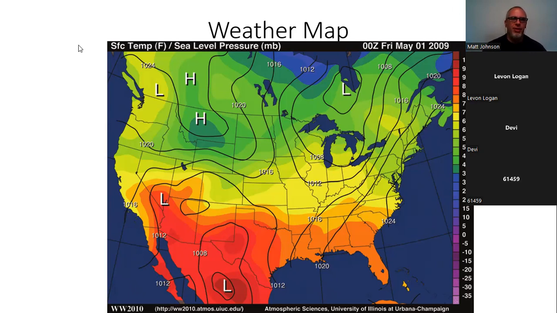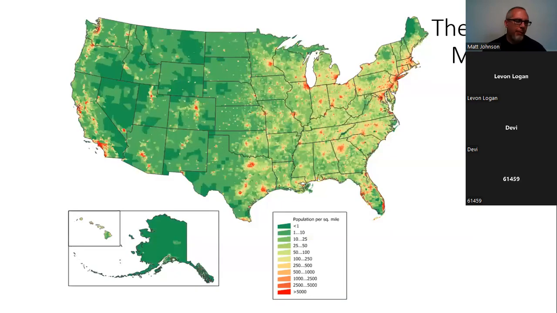Other types of weather maps might show rainfall, but that could also be considered a thematic map or a specialty map, which is what we're going to look at next. And certainly, a map like this, or similar to this, is one that you could very likely see on a social studies test.